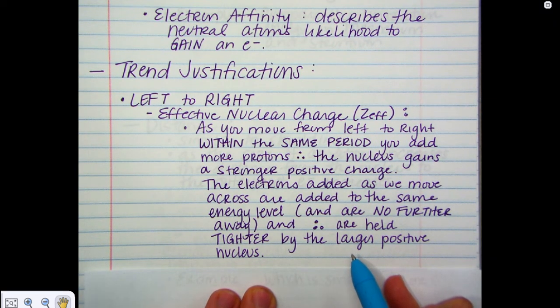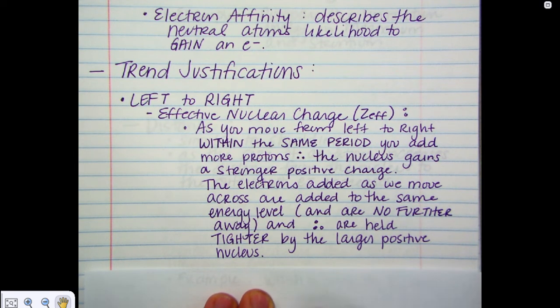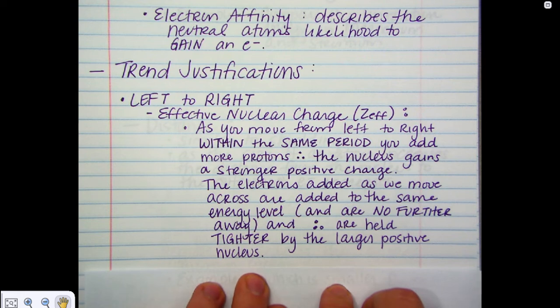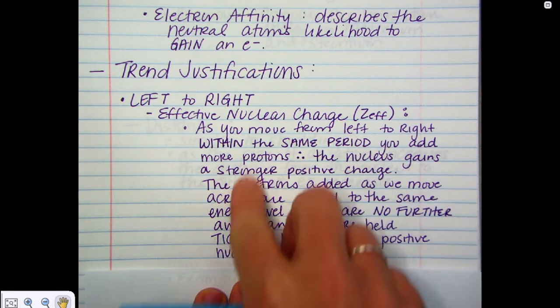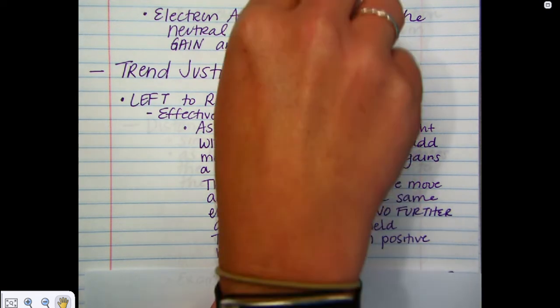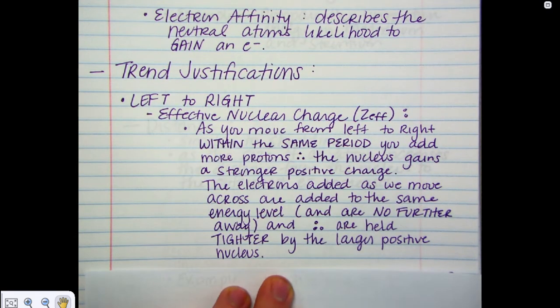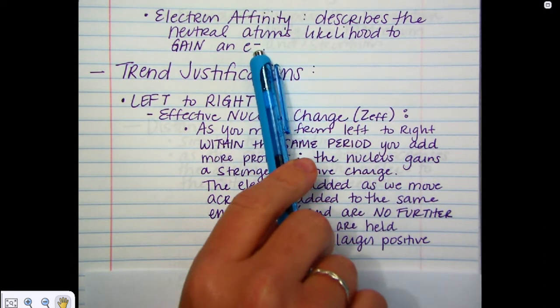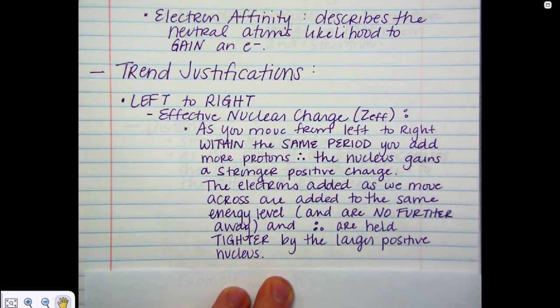And because they're held in more tightly, I can say, well, that's why this atom is smaller than this one. Or I could also use that to justify why the ionization energy for this atom is greater than that one. So you can use ZEF to explain not only size trends going left and right, but energy trends going left and right as well. Because remember, the energy trends, a lot of that is dictated by the size.